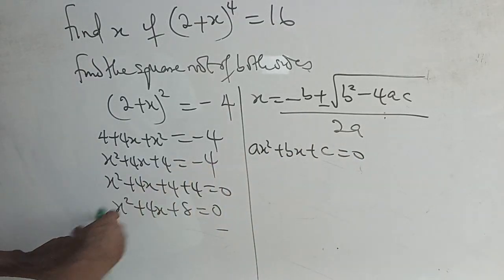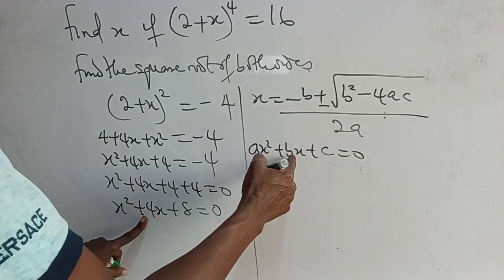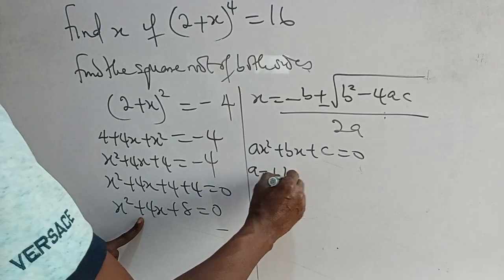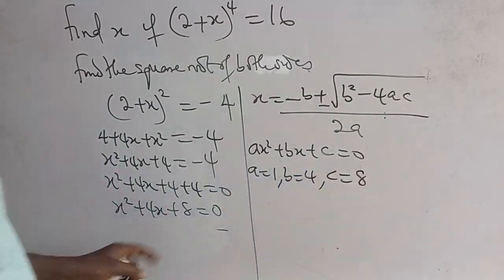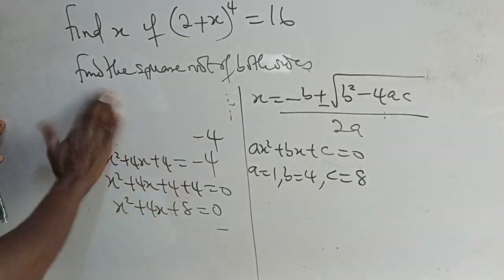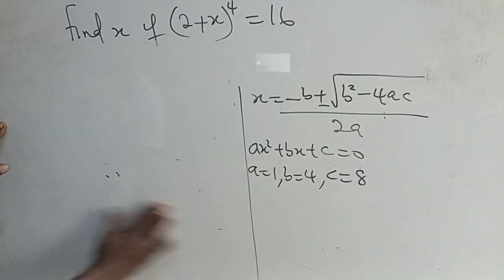So our a here is 1. Then our bx, taking the coefficient of x here, is plus 4, so b is equal to 4. Then our c is equal to what? Plus 8. So let's use that in the formula.